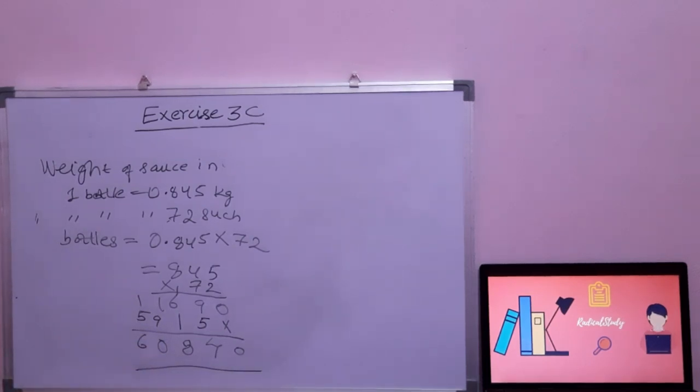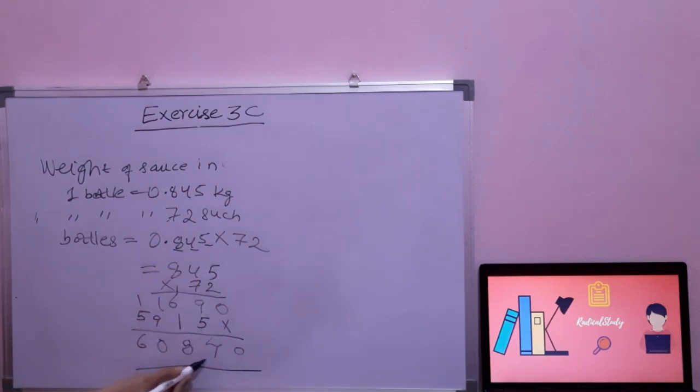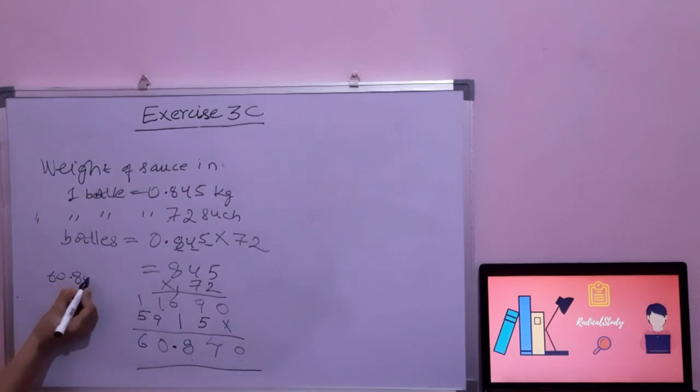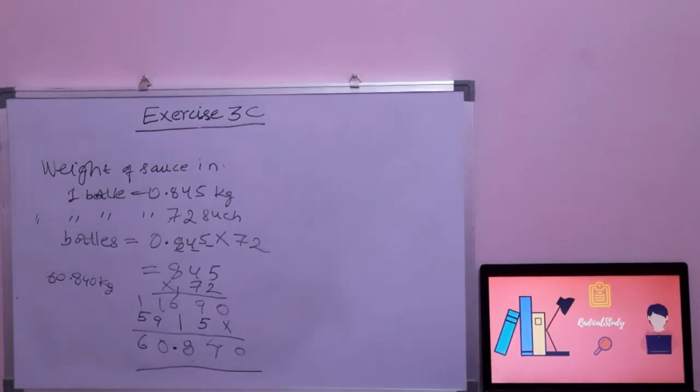Now what we have to do? We have to count the number of decimal places. 1, 2, 3. So the answer is 60.840 kg. The weight of 72 such bottles will be 60.840 kg.